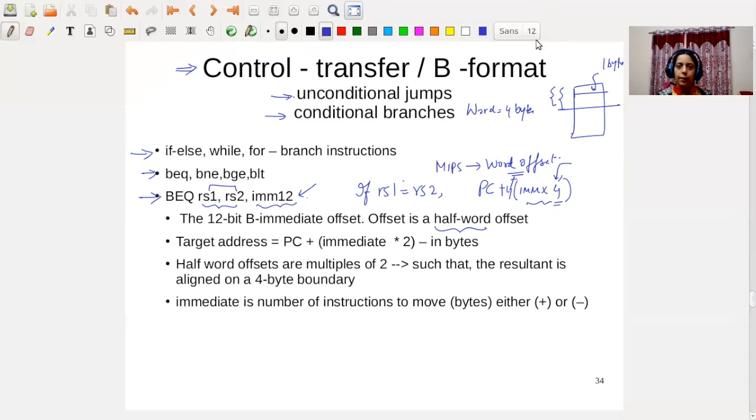But then if you have a half word offset, this would be multiplied by 2. And also, the target address is not with respect to the next address, it is with respect to the current PC. That is the only difference they've made here for the RISC-V instruction format.